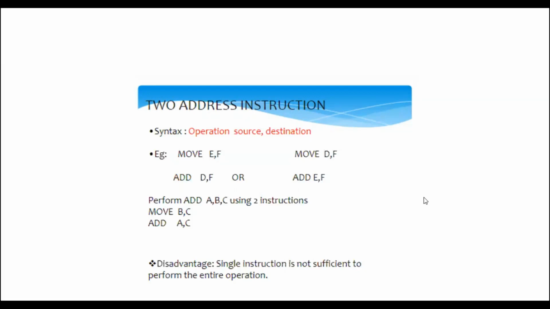The two-address instruction is a format of machine instruction. It has one opcode and two address fields. One address field is common and can be used for either destination or source, and the other address field is for source. In the two-address instruction format, we have the opcode, the destination source 1, and source 2. The disadvantage is that a single instruction is not sufficient to perform the entire operation.